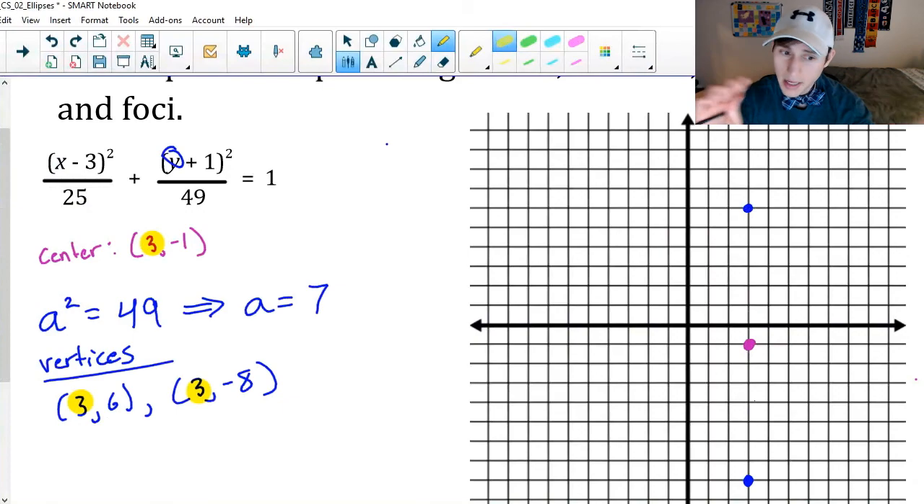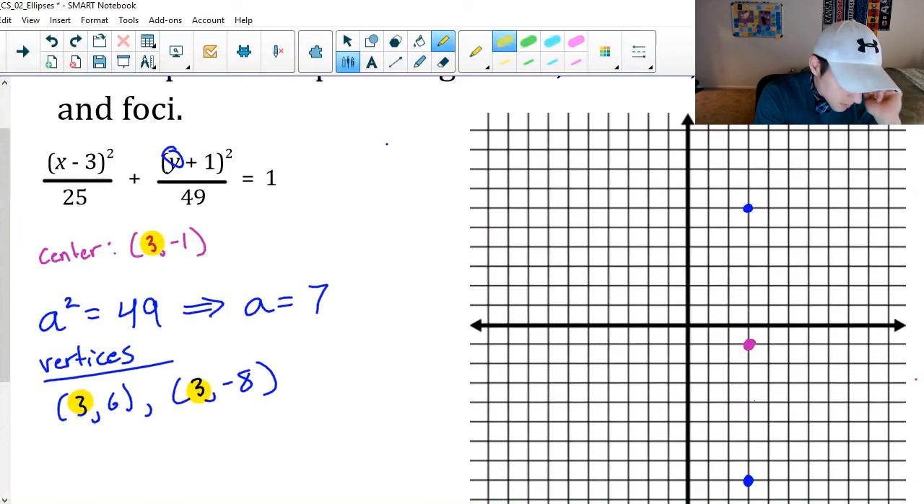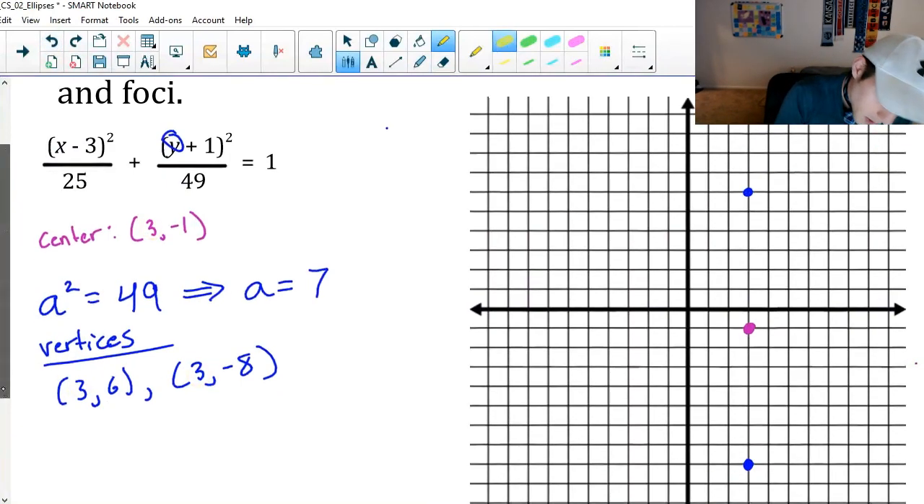So it depends. You have to make sure you're keeping track of, for vertices or co-vertices or foci, which value should be staying the same. Should the x value be staying the same or should the y value be staying the same? Well, just think about, are you moving up and down or left and right? If you're moving up and down, like we just did, then x values stay the same. But if you're moving left and right, then y values stay the same. Okay?